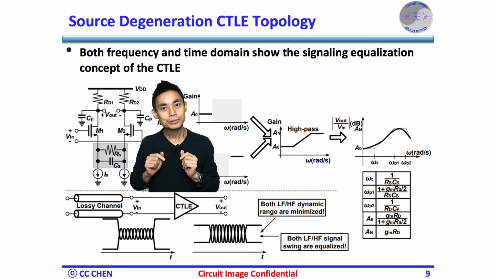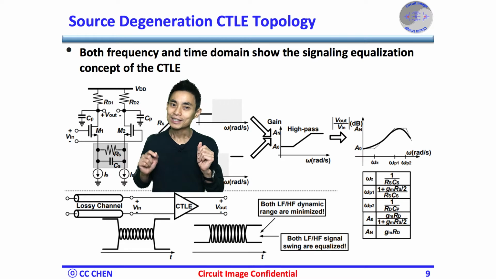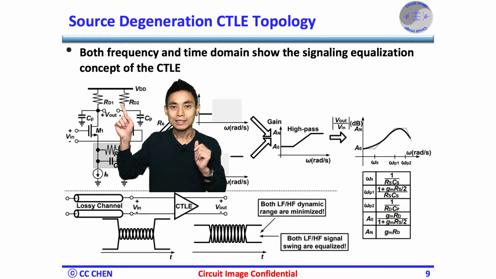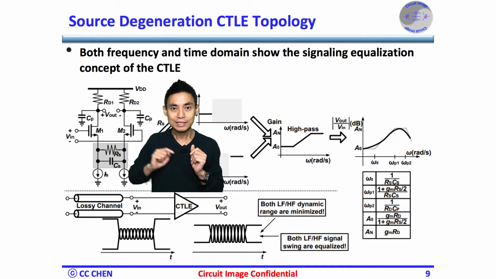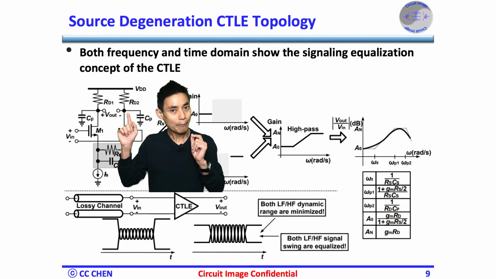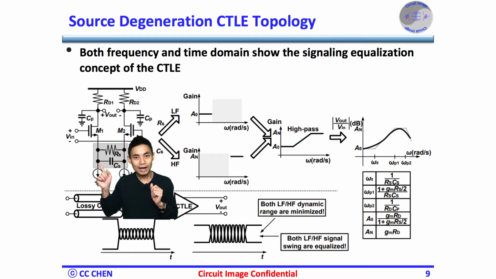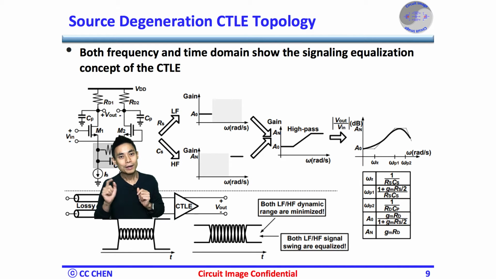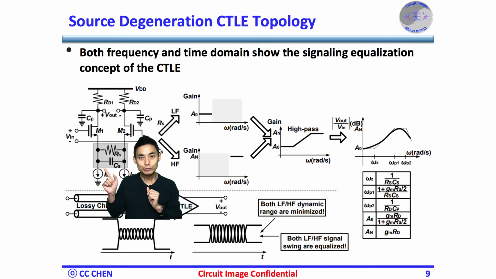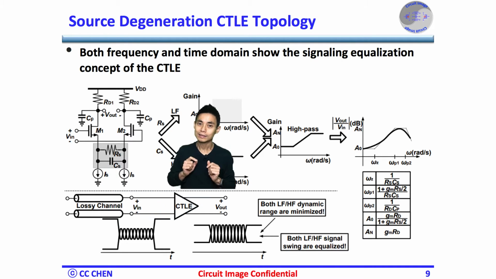Let's dive into the source degeneration CTLE topology. As you can see, the RD12 is the resistive load, and the CP will be the passive associated with the device capacitance. The RS and CS of the input differential pair M1, M2 sets the pole and zero of the frequency response. Before diving into the equation, let's intuitively look at the frequency response.